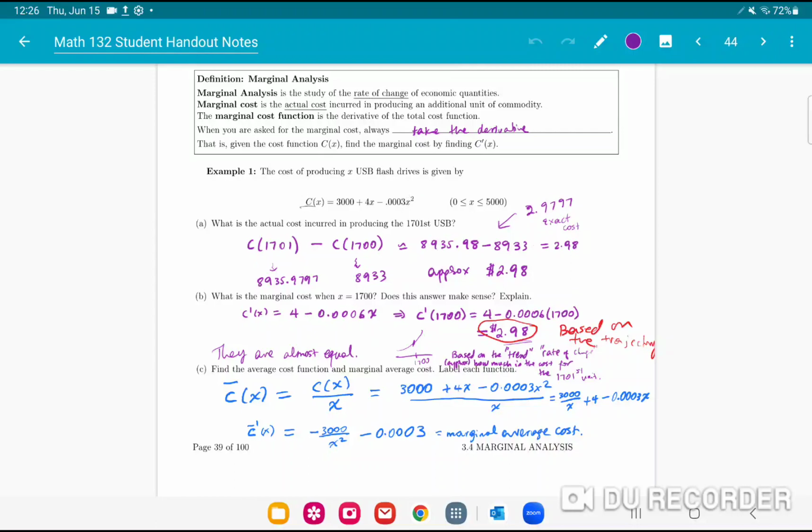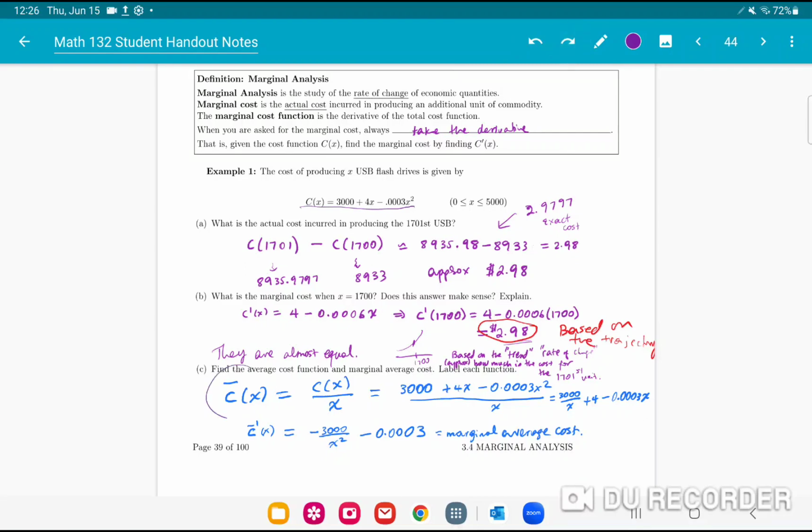In this case, I have a cost function. The marginal cost is the derivative of the cost function, and the marginal cost tells you what the cost change is per unit. So particularly in this case, the cost change per unit to make that particular 1701st unit is about $2.98. And so that's basically what marginal cost, marginal revenue is.